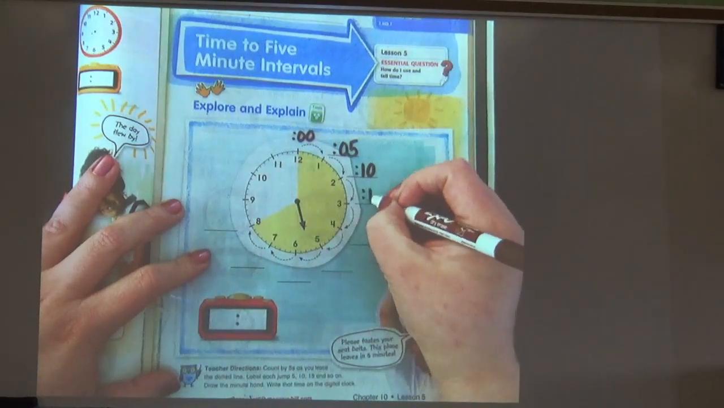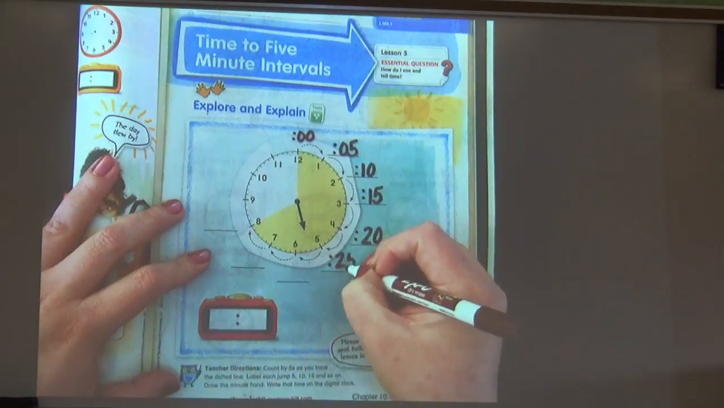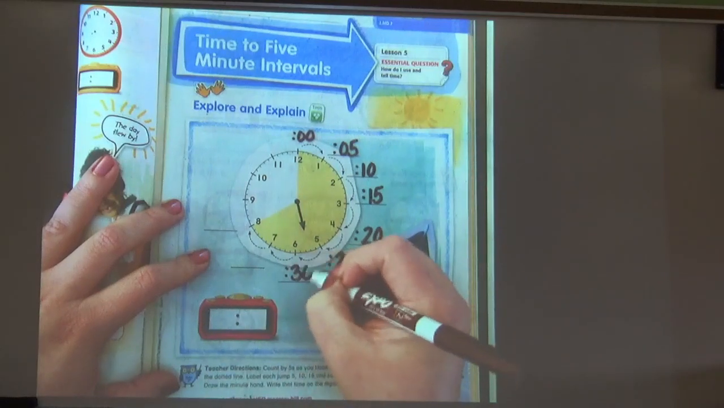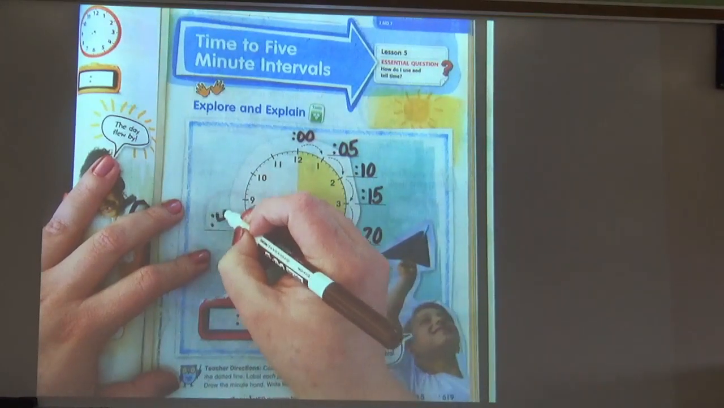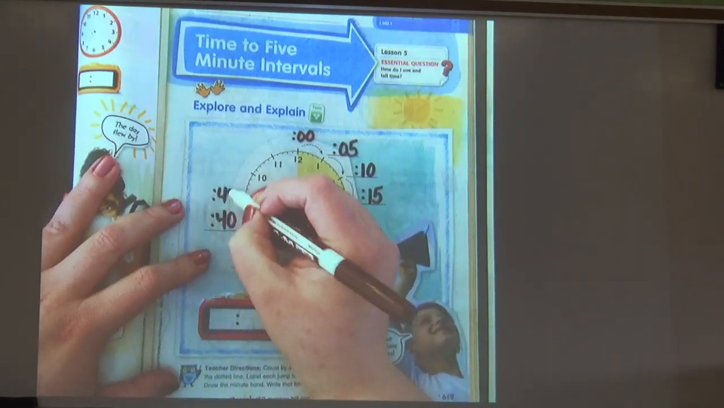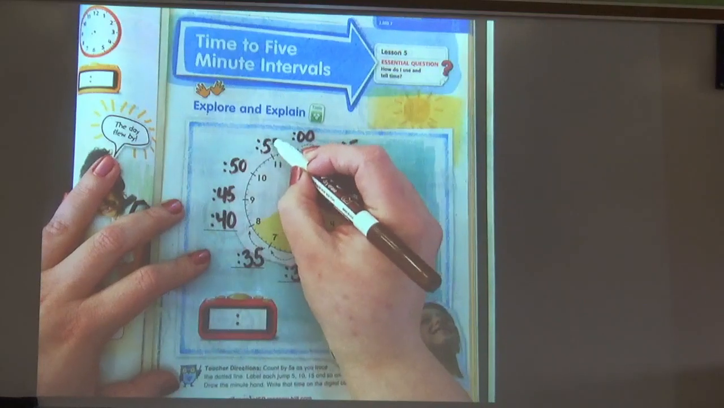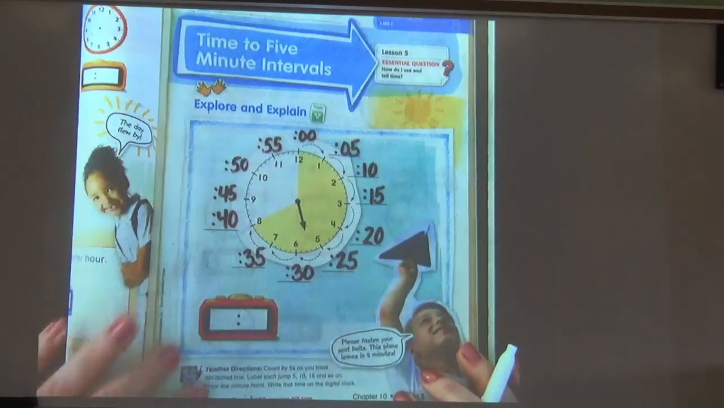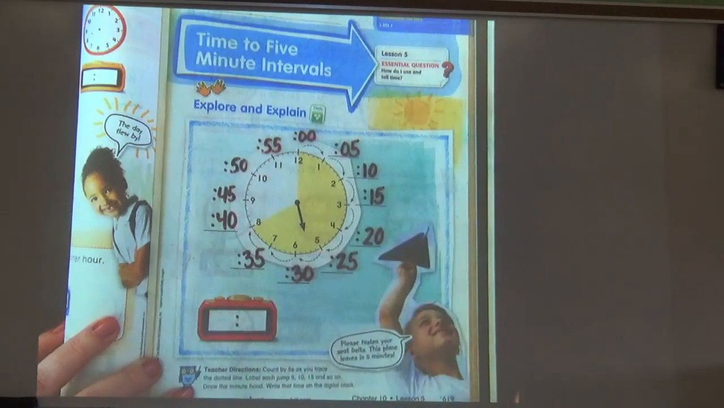10, 15, 20, 25, 30, which we know because that's half past, 35, 40, let's keep going, 45, 50, and 55 will be our 11. And remember, 60 would be 12, and it is because 1 full hour is 60 minutes. But we keep that 00 there so we know when we write our minutes, that's what it's going to say for o'clock.